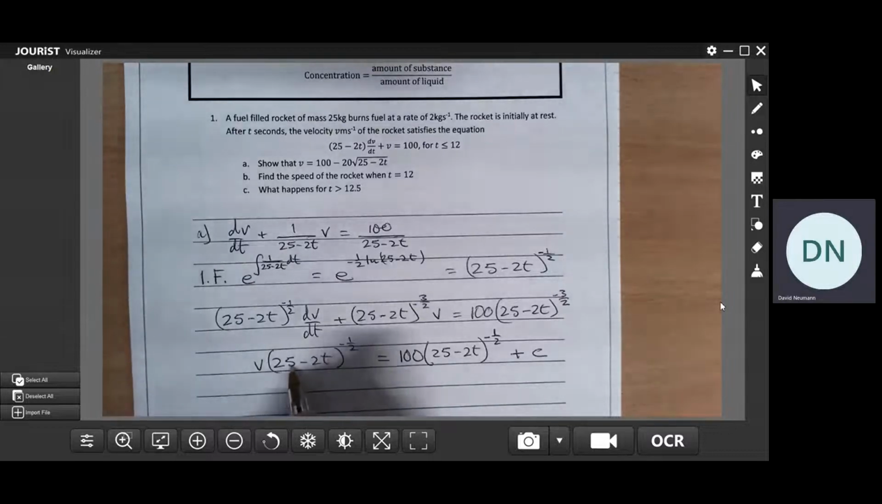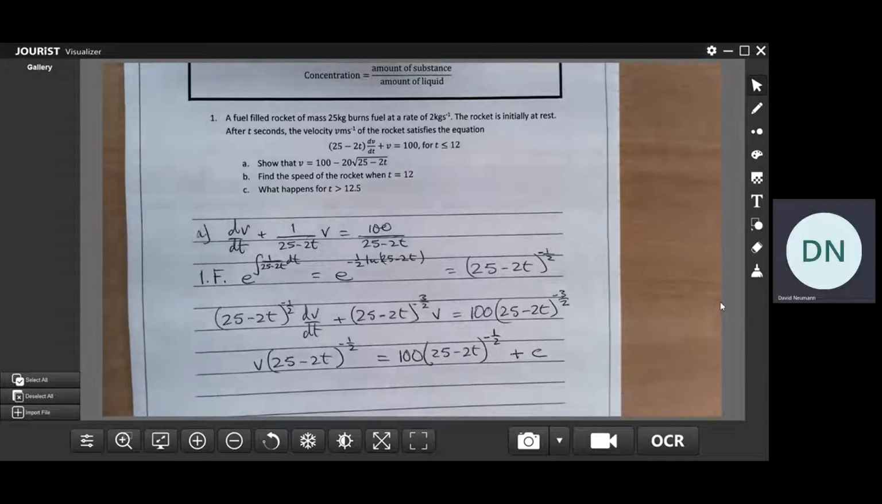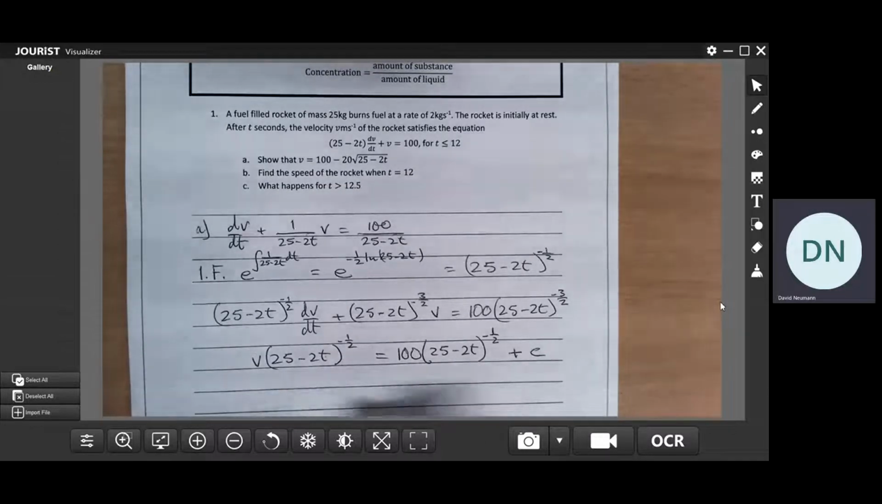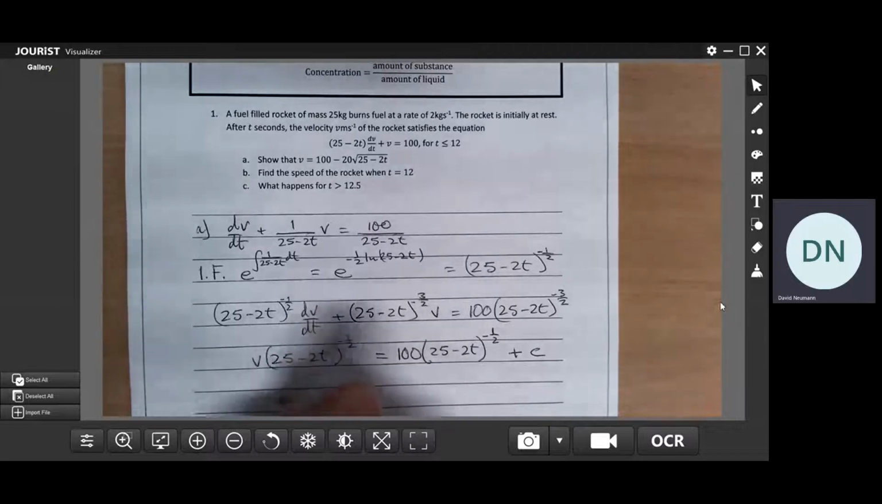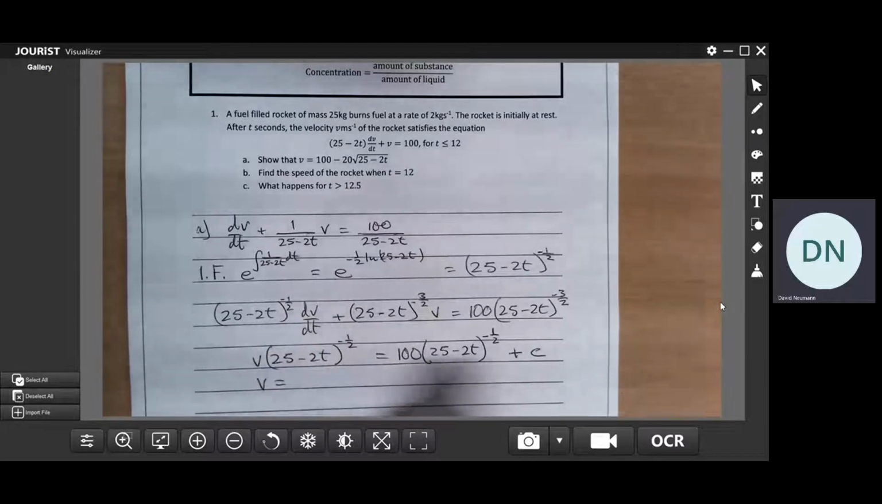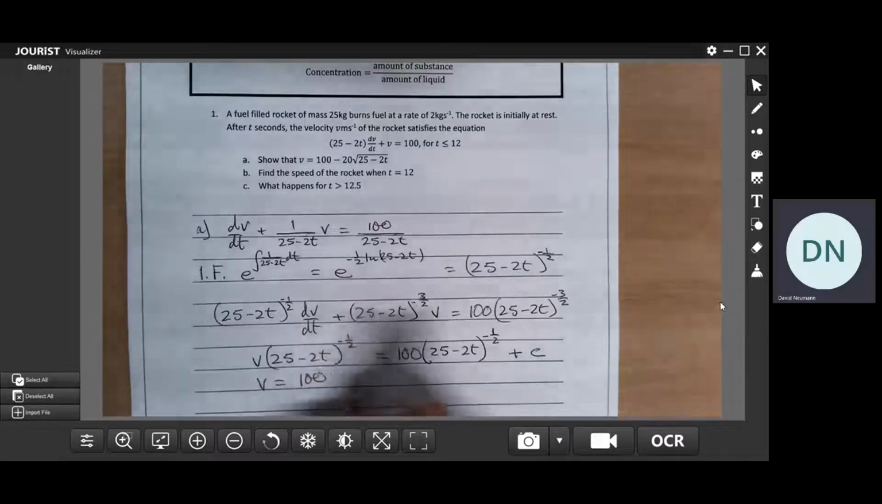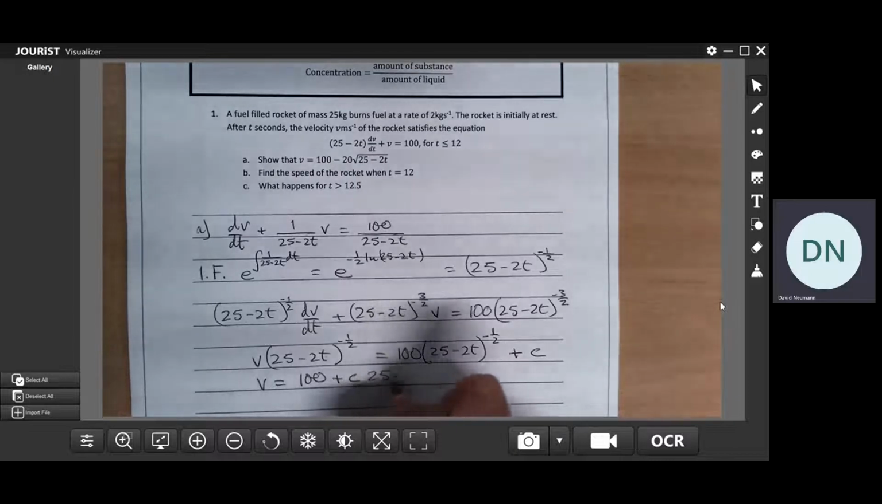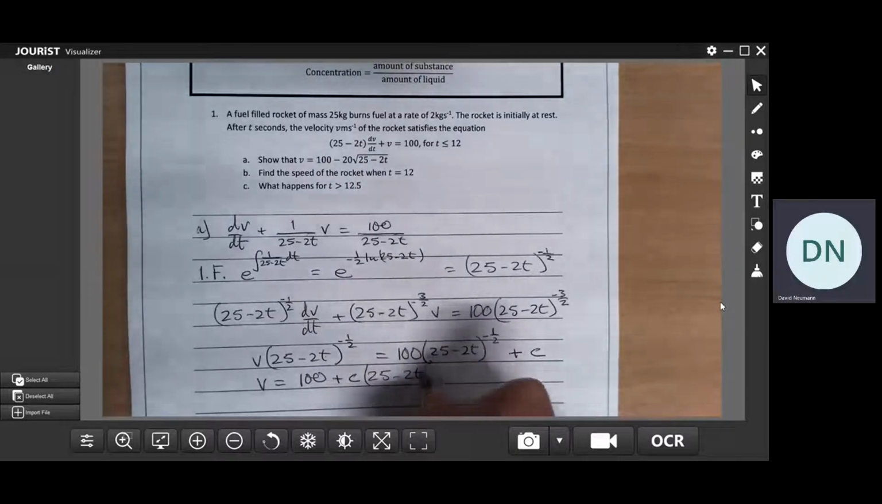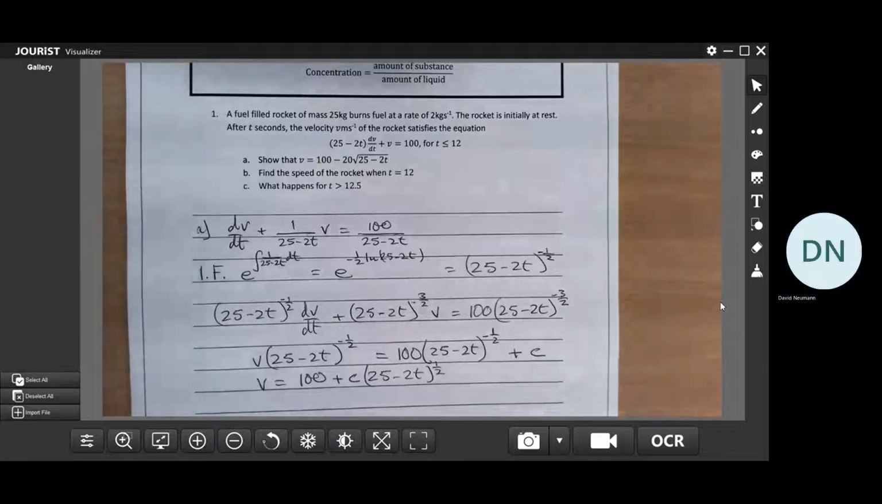If we divide through by this 25 minus 2t to the -1/2, or in other words, multiply through by 25 minus 2t to the power of 1/2, we're going to get v is equal to 100 plus c, 25 minus 2t to the power of 1/2.